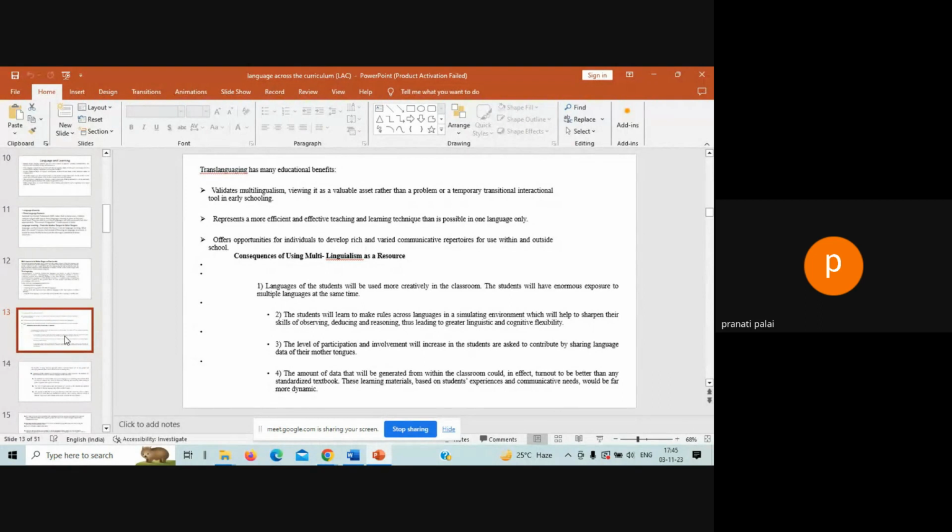So this slide clearly states that if a child uses a variety of languages, then he will enrich his stock of vocabulary, and his creativity will increase. And if a teacher creates a classroom space for the learner, then they will come out with a better idea than what exists in the textbook of the learners.